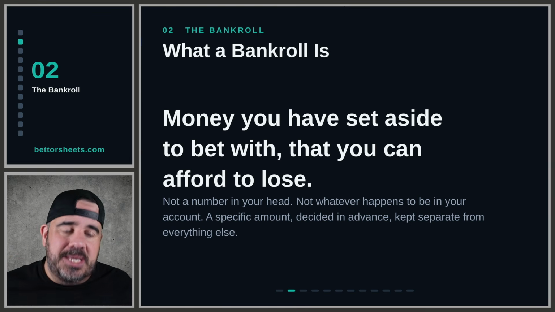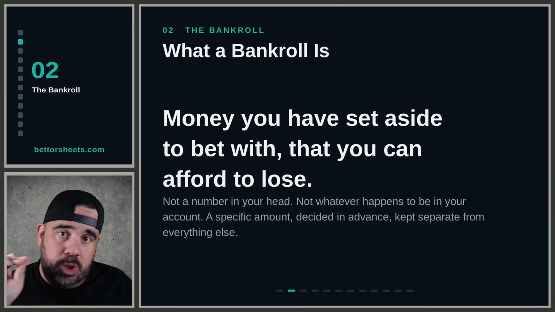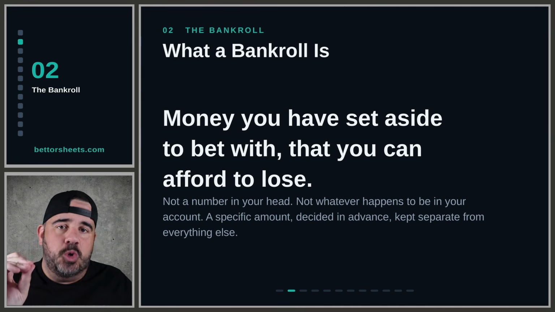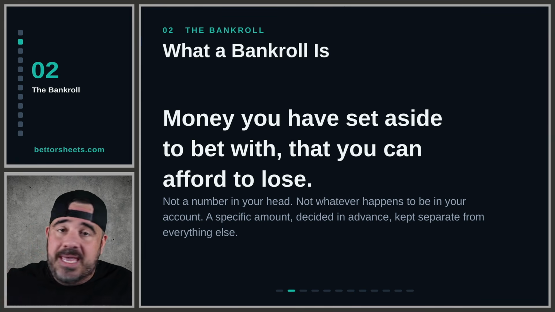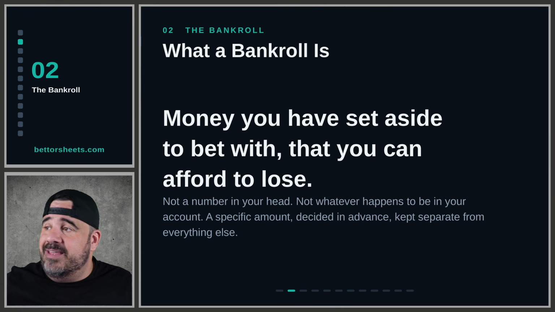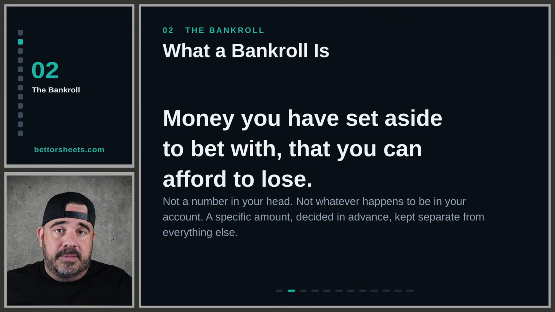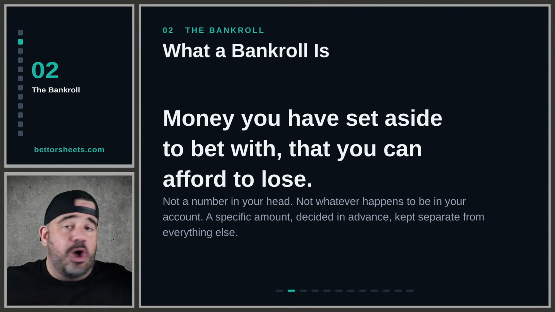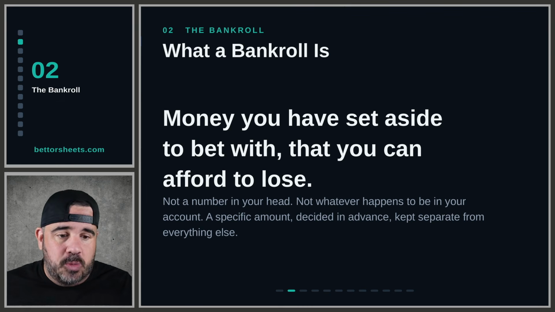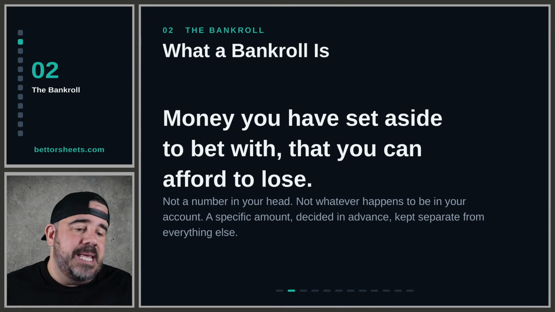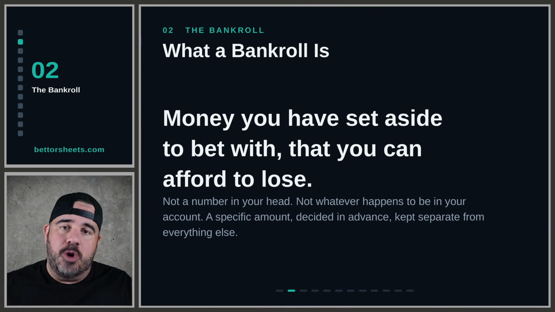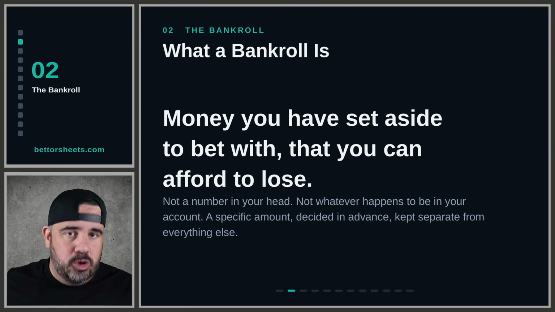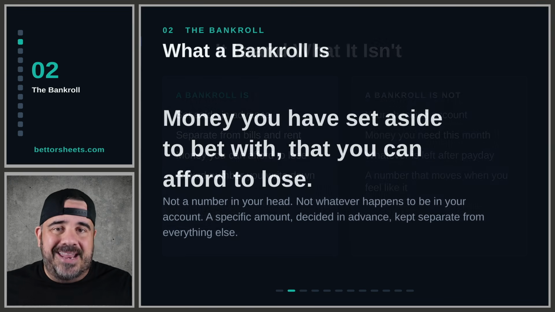It's the money you set aside that you can afford to lose, because you need to assume, if you're going to be betting or gambling or anything, if you're putting money from your pocket into a book or to a casino or anything, you need to assume 100% that money is gone. It doesn't exist. It's a word. It's gone. That's what you should assume. It's not a number in your head. It's not whatever happens to be in your accounts. It is a number that you have actually predetermined that is going to be the money you can lose 100% and still be financially fine.